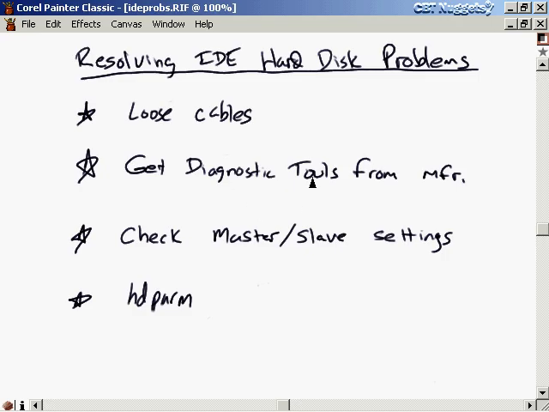So this is a good tool, and this is going to be very manufacturer dependent. That's why I said get that help sheet or get that manual, because that's going to help guide you through the process to determine what's wrong with your disk.